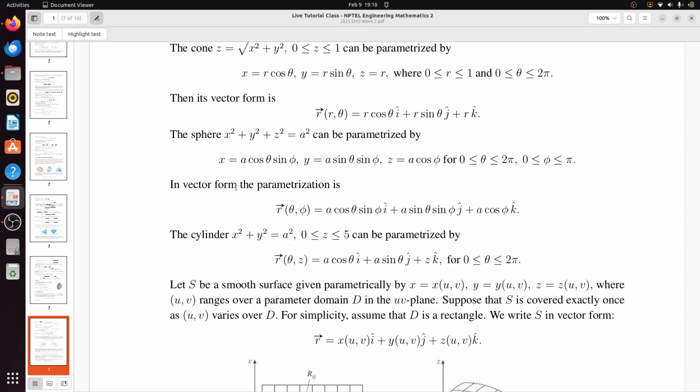Similarly, if you have a cylinder, you can also parameterize it as a cos theta, a sin theta, where the radius is a, and the z axis will be just z.